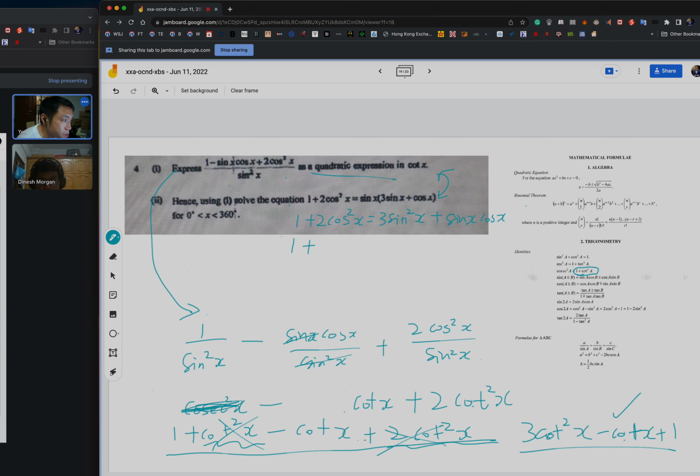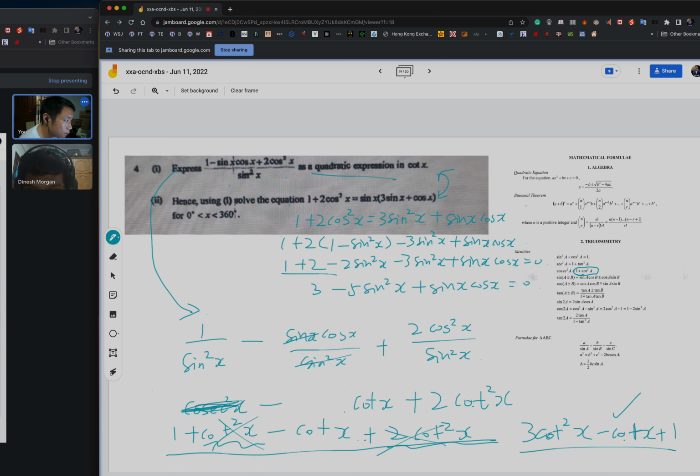1 plus. Let me get everything into sine. Did I do this just now? I think so, right? Then minus 3 sine. So 1 plus 2 minus... final attempt. If not, just let me go back and explore. Okay, so far so good.